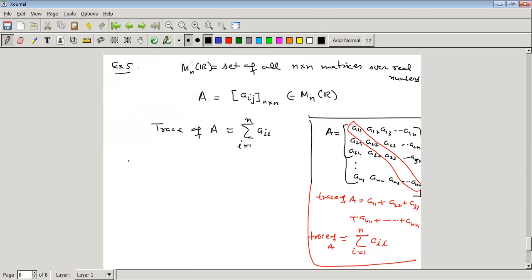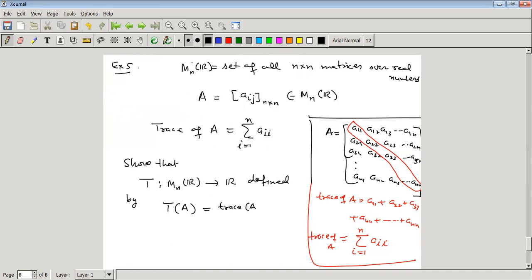Now show that T is a mapping from Mn over R to the real numbers R, defined by T of A. If we take any matrix A, what is A? A means any matrix that belongs to Mn(R). Mn(R) means the set of all n cross n matrices over the real numbers. And what is the output? We get the trace of A.